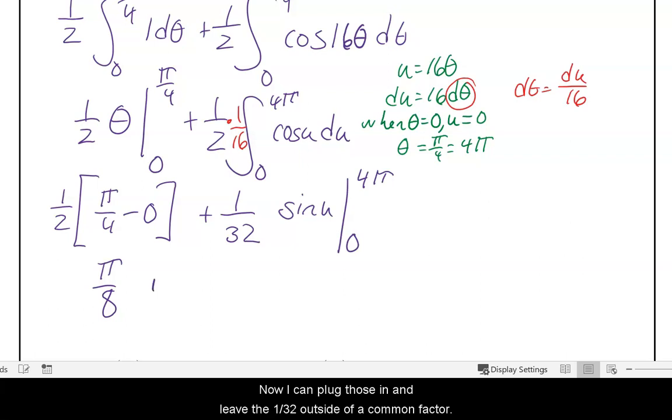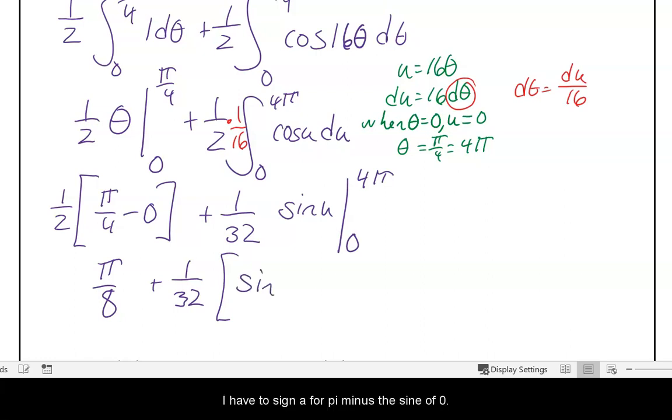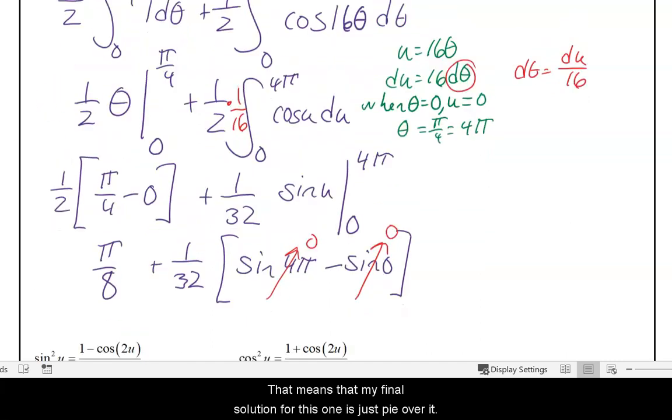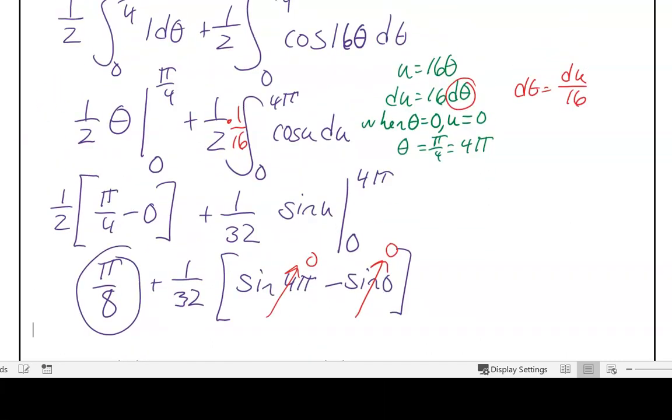Now I can plug those in and leave the 1 over 32 outside as a common factor. I have the sine of 4 pi minus the sine of 0. However, I know that the sine of 4 pi is 0, and so is the sine of 0. That means that my final solution for this one is just pi over 8.